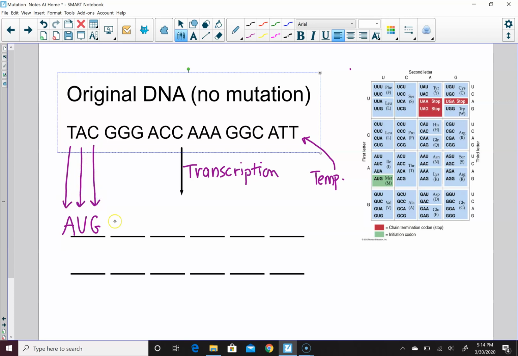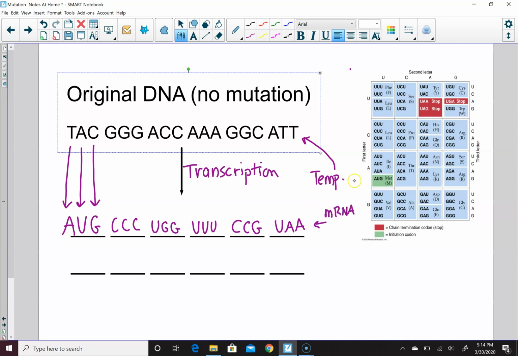So let's continue. There's going to be 3 C's, and you know that because there were 3 G's. Then a U, a G, and a G. Once again, no T's. U, U, U. C, C, G, and U, A, A. So all I did was I took the complementary base and I made a strand of mRNA.